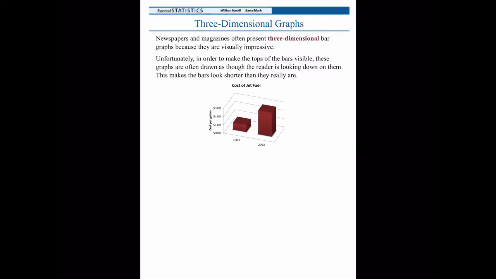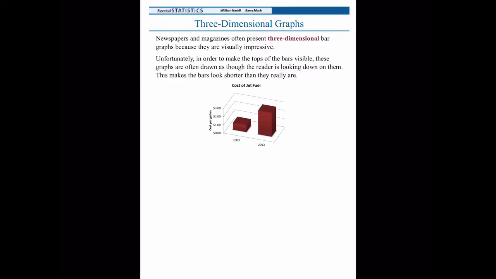So here we see a three-dimensional graph. And again, it's the same data from before, where in 2003 it was around 80 cents, and in 2013 it's about 3.5 times as tall. But since the 2013 is closer and in the foreground in this three-dimensional graph, it looks more represented than the 2003 data, so it looks even bigger than 3.5 times. So again, distorting the bars and making 2013 look larger than 3.5 times 2003.